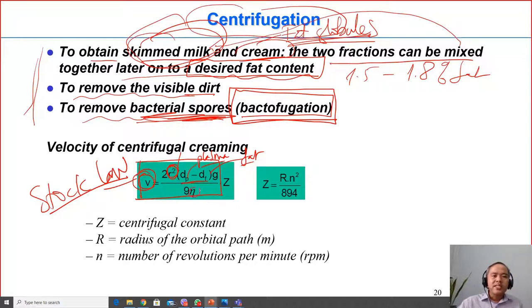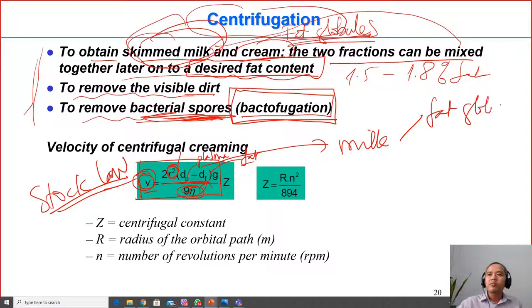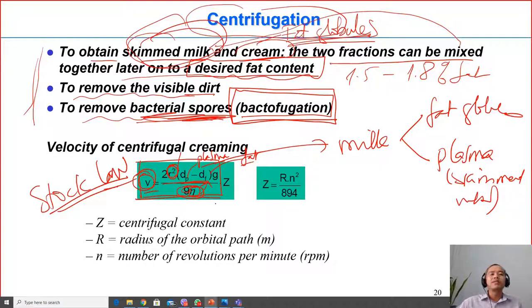If the viscosity of the system is high, then they separate slowly, because this is in the lower part here. This is Stokes' law. I just remind you again so you know what is plasma and what is fat. From milk, if we remove the fat globules, the remaining part is called plasma. Exactly, from now on we call it skim milk. Similar to skim milk, but now we study centrifugation.